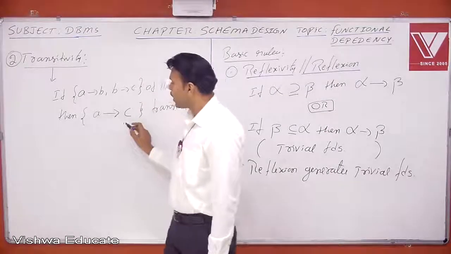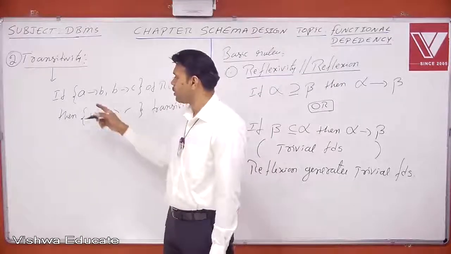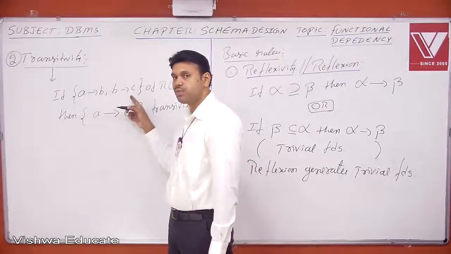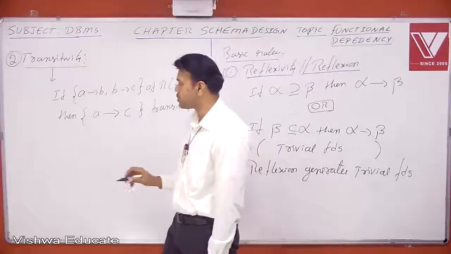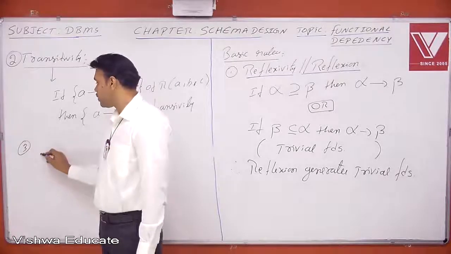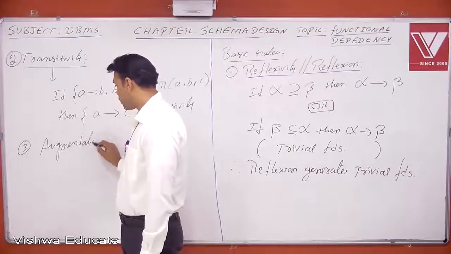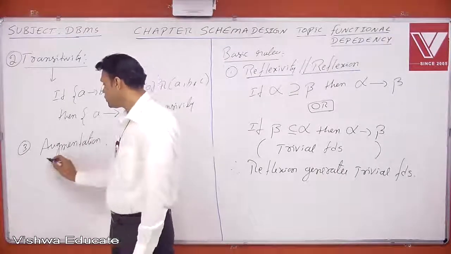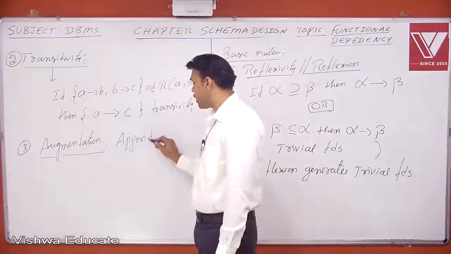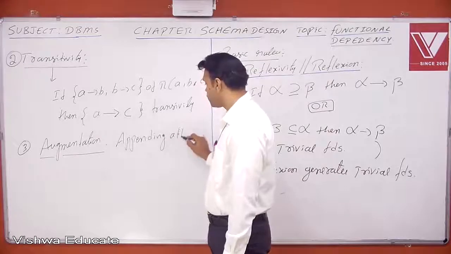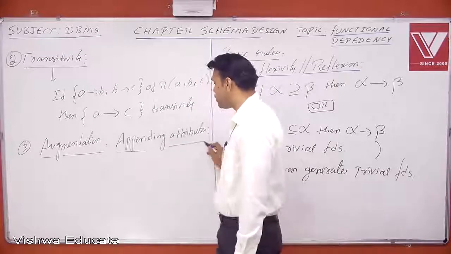So using this, I could get a new production without further rechecking. If A to B and B to C is satisfied, then automatically A tends to C is satisfied. This is rule number 2. And what is rule number 3? That is augmentation. So augmentation is nothing but appending attributes. That is the meaning of augmentation.